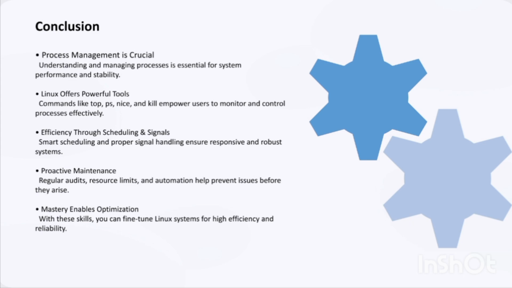Let's wrap up. Process management isn't just about killing rogue processes. It's about keeping your system fast, responsive, and stable. Leverage Linux's powerful commands like top, ps, nice, kill, and htop. Use scheduling and signals smartly. Set up proactive monitoring and automation to reduce downtime. Mastering this not only improves system health, it helps you become a more effective and reliable Linux user or admin. Thank you.